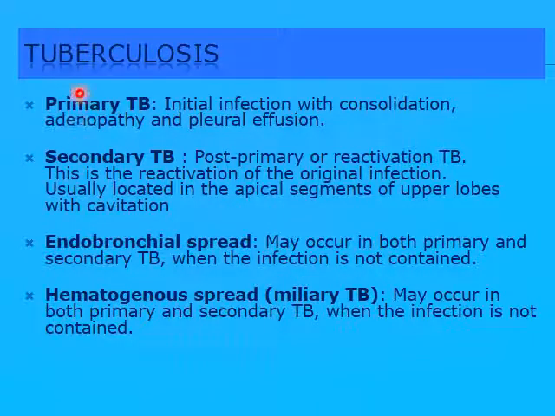Both the primary and secondary pulmonary TB can spread through rupturing into a bronchus, giving endobronchial spread of infection. Okay, and this is characterized by the presence of tree-in-bud nodules, I will show to you. And both of them also can rupture into a vein and spread into the circulation, presenting what is known as miliary TB in any part of the body.